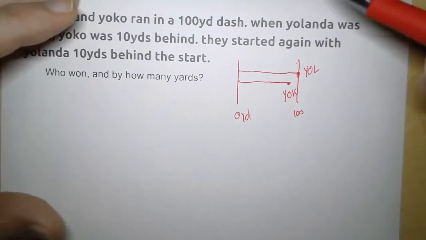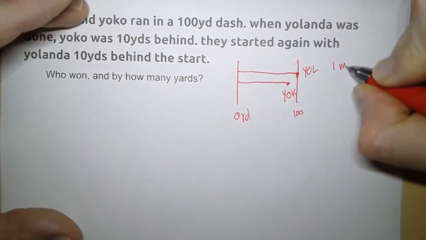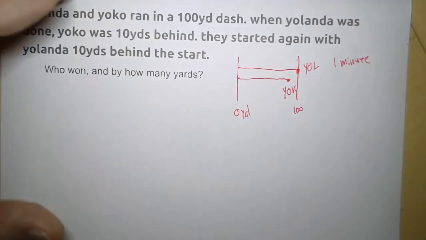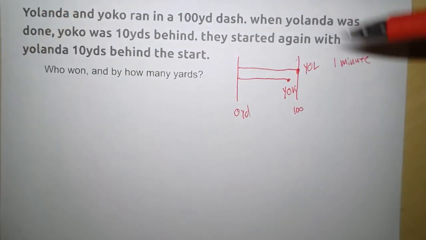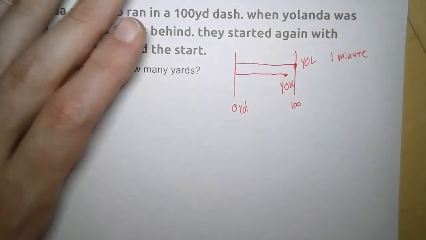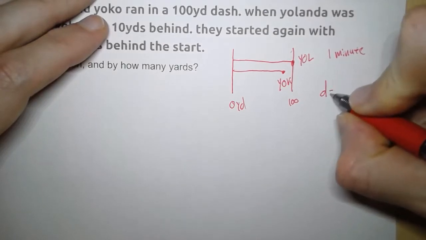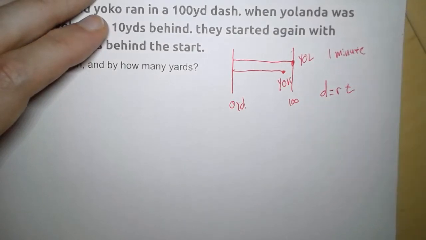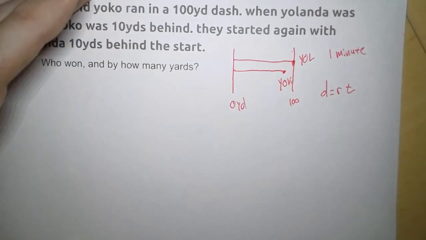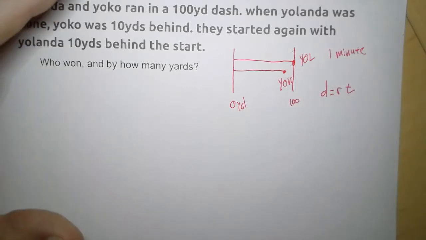Now let's say that it took Yolanda 1 minute to run 100 yards. The problem doesn't say that, but choosing 1 makes this pretty easy for us. This problem revolves around the basic formula of distance equals rate times time. The time is the same, it's 1 minute, but the distance and the rate are going to be different.